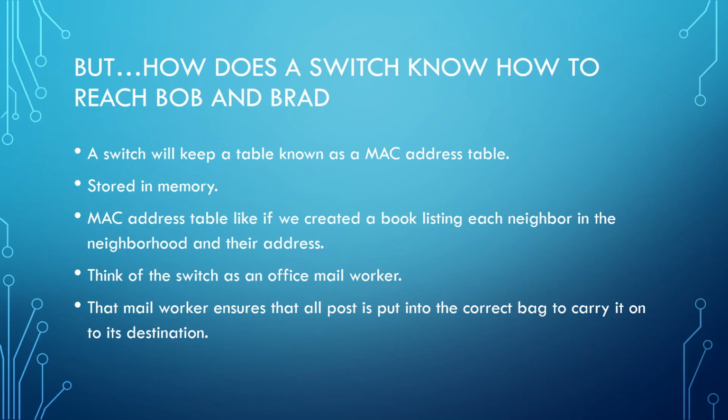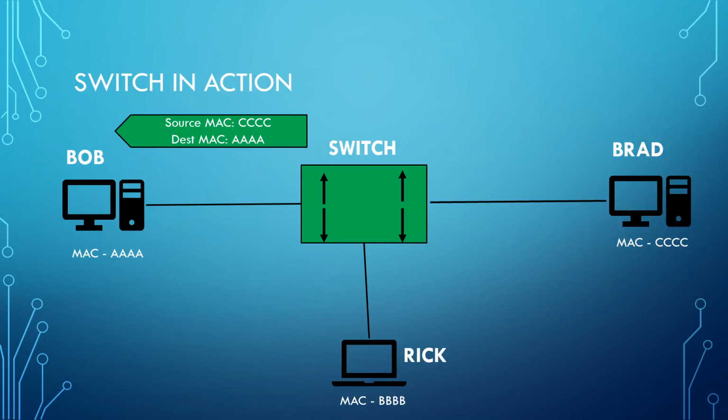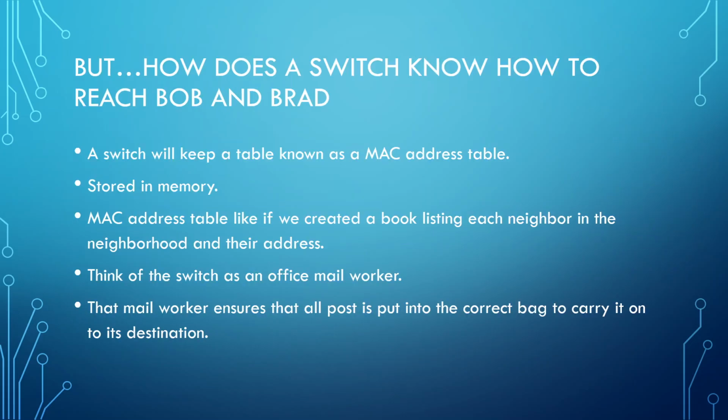Again, to be fair, it's a lot more complex than that, but we'll go into this later. So this switch is receiving data all over the place from Bob, Brad, Rick, etc. And as it's receiving that information, if we go back to the previous slide, all the data that Bob, Rick, and Brad send is going to be sourced with their MAC address. So what the switch does is look at this data that it's receiving, take note of the source MAC address, and take note of where it received the data from. This is how the switch would build its book listing everybody that connects to that switch.